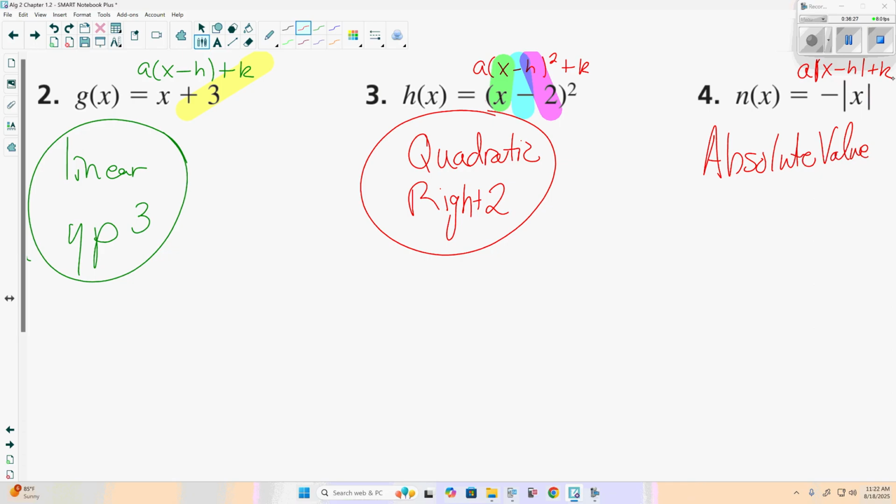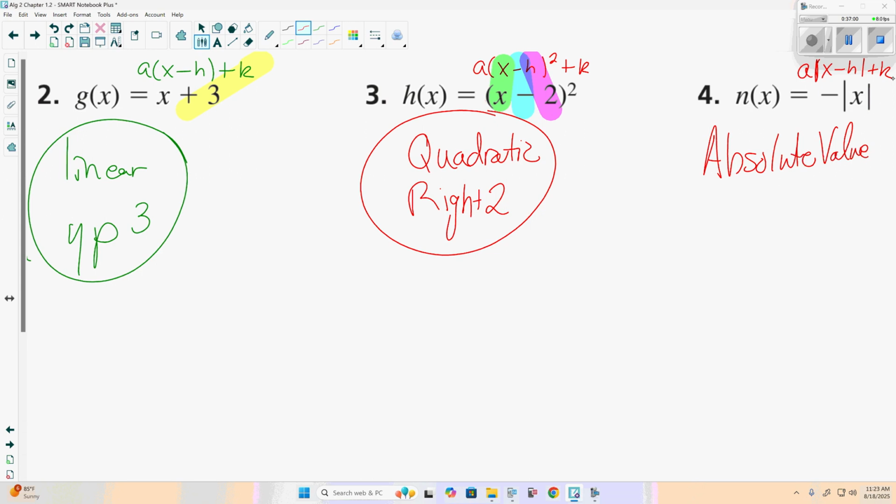Do we have a number added outside of the parentheses? No, so that tells us what? We do not have up or down. Do we have anything being added to the x inside the absolute value? No, so it tells us it's not moving to the left or to the right. The only thing that's different from the parent function is that negative in front of the absolute value, not parentheses. Well, the only place that we have anything with a negative is a reflection. So it'd be a reflection across the x.